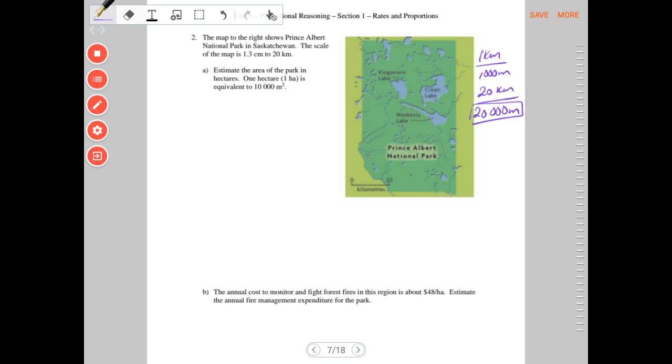Why am I changing it to meters? Well, Part A asks us to estimate the area of the park in hectares. 1 hectare is equivalent to 10,000 square meters. Aha! Therefore, we need to make sure that we're working in meters and not kilometers.